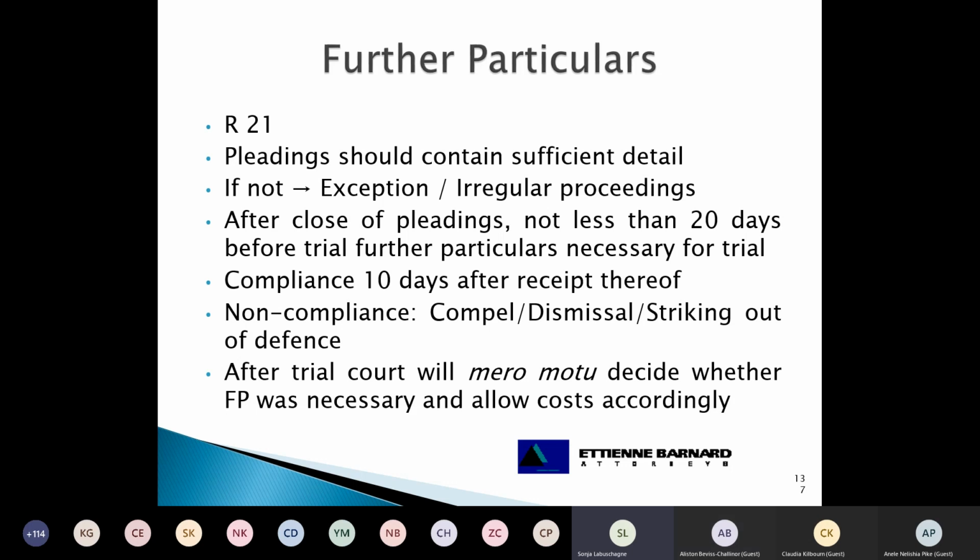However, the court will mero moto, that means out of its own accord, consider whether it was necessary for these further particulars and allow costs accordingly. And that's why I said earlier, if you don't use the exception or irregular proceedings to clarify the pleadings, when you then come here and you want to ask for further particulars, the court might say to you, you know what, you should have sorted it out with an exception or irregular proceedings. I'm not going to assist you now. So it's a fine line. That's why I said in the beginning, when you make decisions about whether you want to do an exception or irregular proceeding, you need to take into consideration that the court might ask you later on if you don't do it.